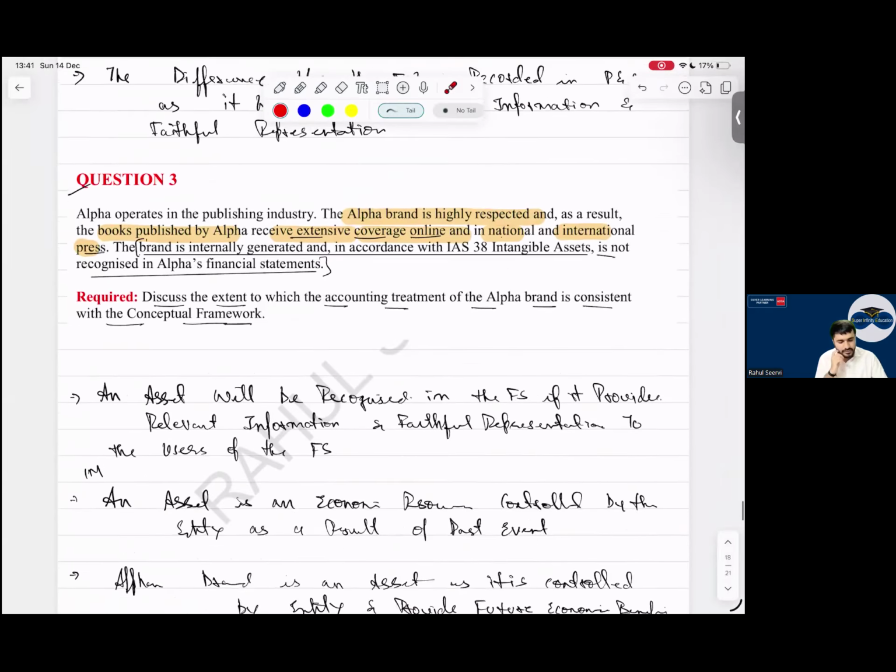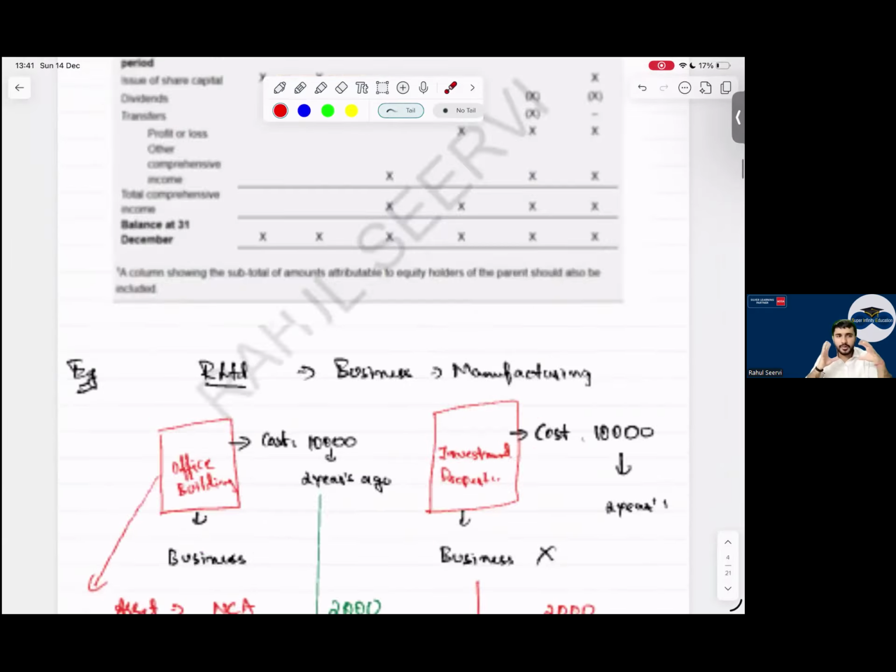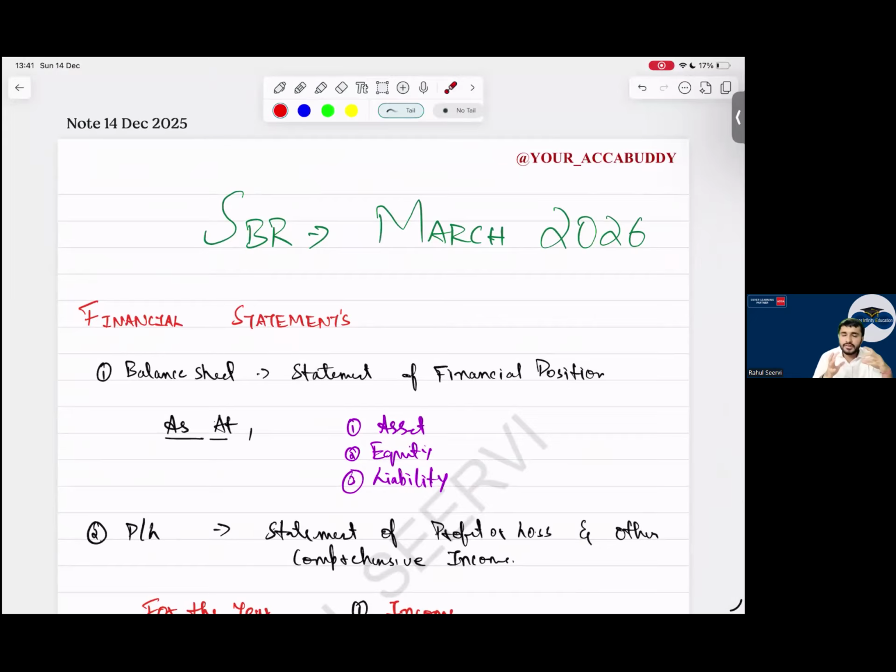So for today, we have completed the basics. We have understood the format of balance sheet, P&L. We have understood what is asset, liability, and we have completed the conceptual framework. So now it will be easy for you. Once we start with the standards, the first accounting standard which we'll be doing is IFRS 13 fair value. An important topic for your SBR exam, and there are 4 types of question usually that come.